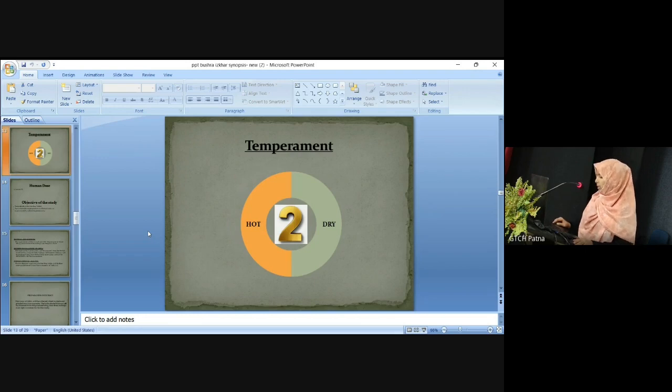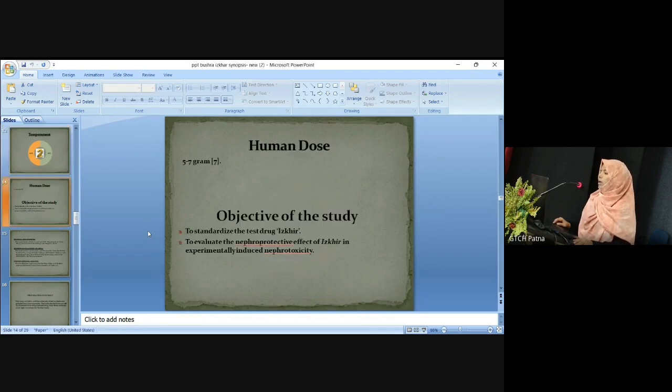Temperament, as we all know, it is garma khushk, darja doyam. The human dose of Izkhar is 5 to 7 grams, which is mentioned. The objective of my study is to standardize this. First, I'll standardize the drug Izkhar, and after that, I'll evaluate the nephroprotective effect of Izkhar against experimentally induced nephrotoxicity, that is by cisplatin.